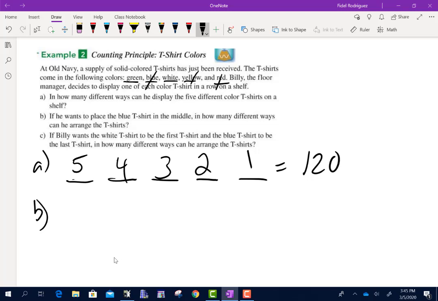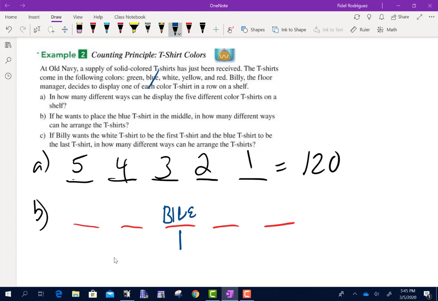It says if he wants to place the blue t-shirt in the middle, how many ways can he arrange the t-shirts? Okay, so let's figure that out. 1, 2, 3, 4, 5. We know that he's going to put the blue one here. So there's only one blue one.